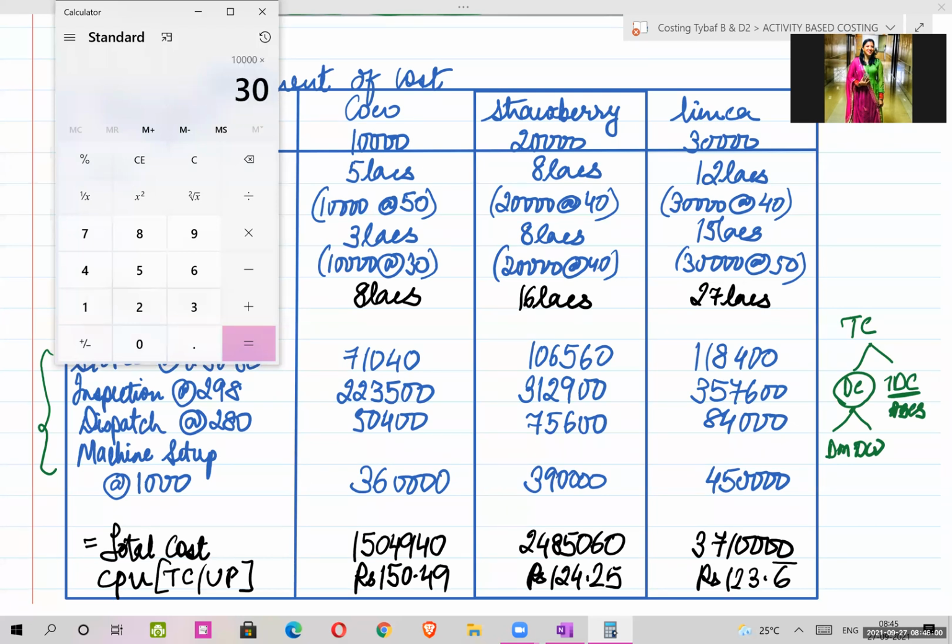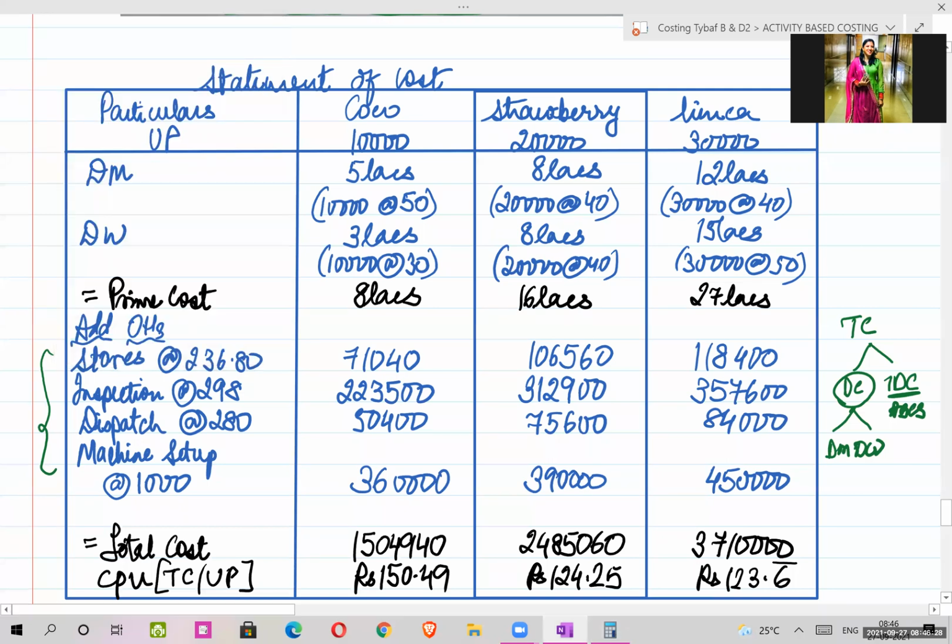10,000 into 30 rupees per unit. 20,000 into 40 rupees per unit. 30,000 into 50 rupees per unit. This is what? This is your direct labor. Okay. Total it, you will get what? Prime cost. Okay. So 15 lakhs plus 12 lakhs is how much? 27 lakhs. 8 lakhs plus 8 lakhs is 16 lakhs. 5 plus 3 is 8 lakhs. Okay. And then looking into the store's requisition, calculate this.